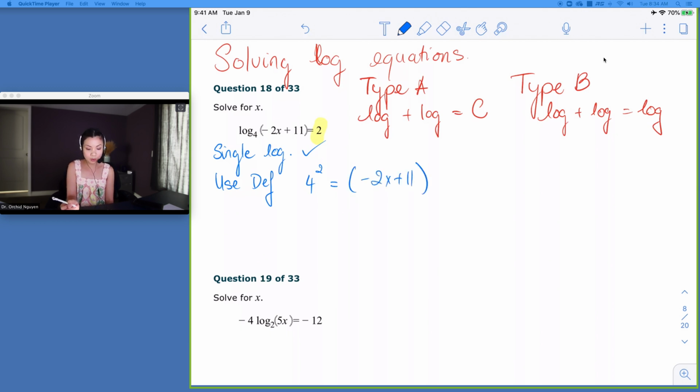Now we ended up with a linear equation, so you can just solve for x. So I have 16 here, negative 2x plus 11. Subtract 11 on both sides, I ended up with 5. Negative 2x, x equals 5 over negative 2. So notice for log equation, make sure that when you plug it back in the original, you are not allowed to have a negative number for the domain, just like we mentioned earlier. Okay, so for number 19.